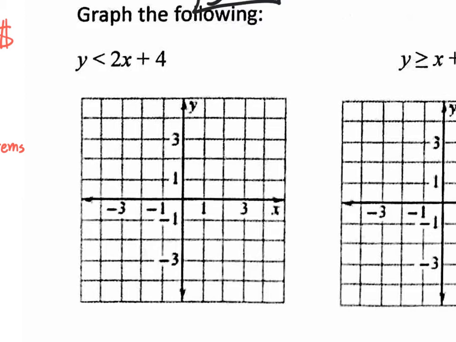So this equation, it's already ready to graph. It's in y equals mx plus b form. What's your b value? 4. That means that it crosses the y-axis where? 4. It crosses right here at 4.